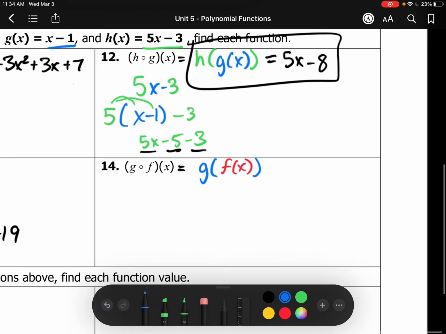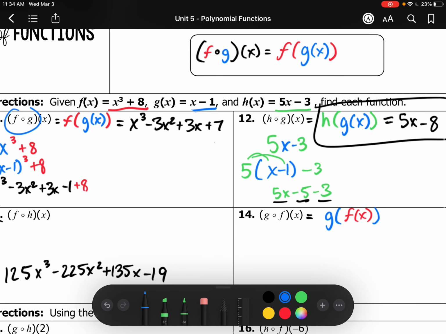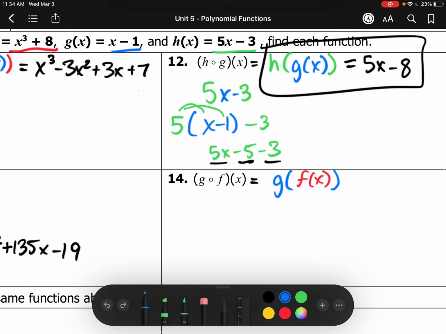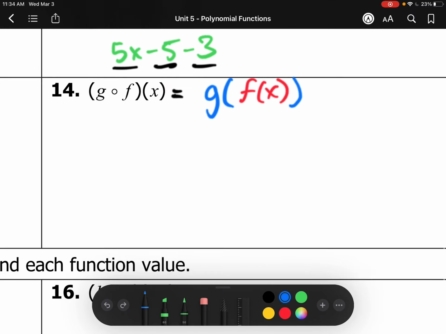And the order is important, right? Over here we had f of g of x. Here we have g of f of x. And you're going to see that they are two completely different functions that we get as a result.